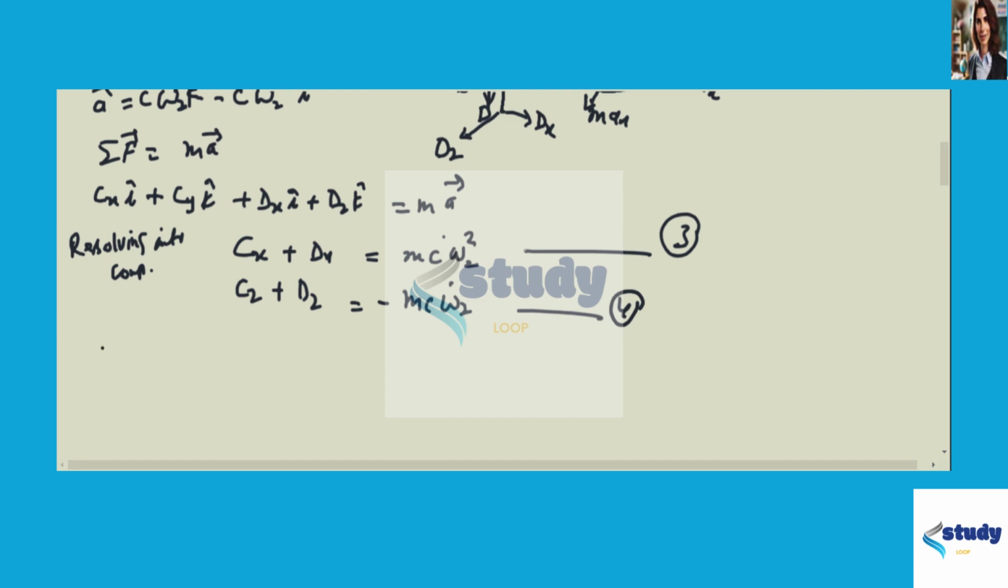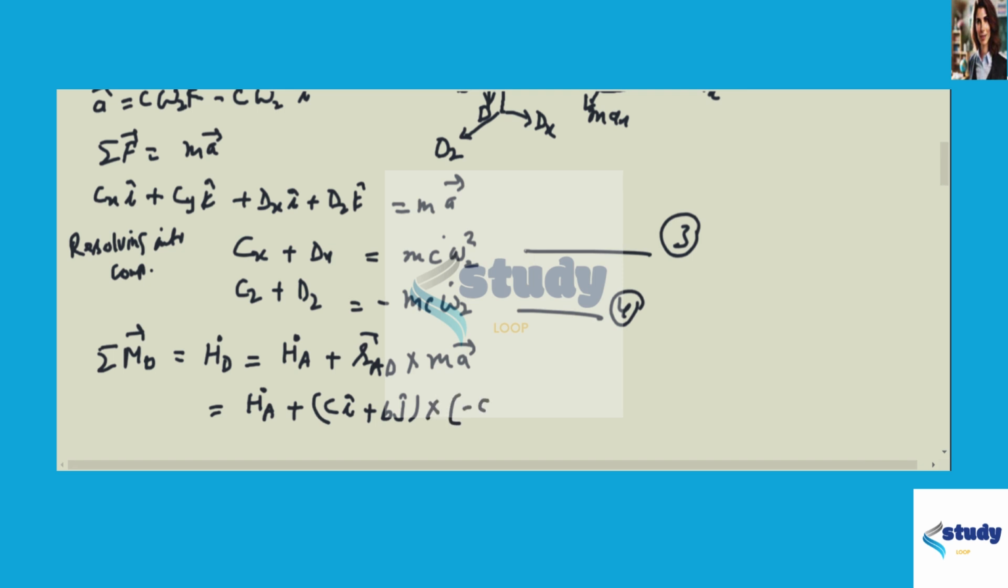Moment about the D point. Rate of change of angular momentum about D is equal to H A plus position vector AD cross m A. Position vector AD is c i cap plus b j cap, cross c omega dot 2 k cap minus c omega 2 square i cap. Now simplify it.